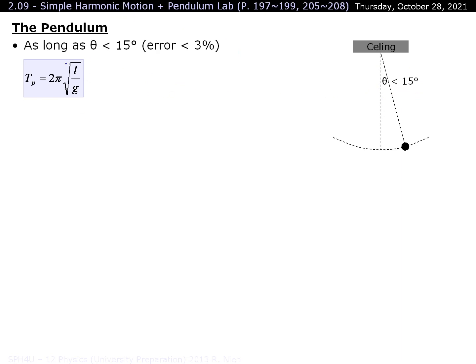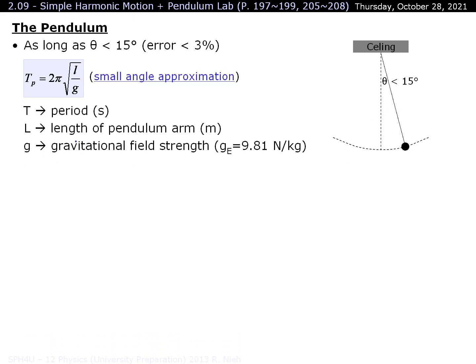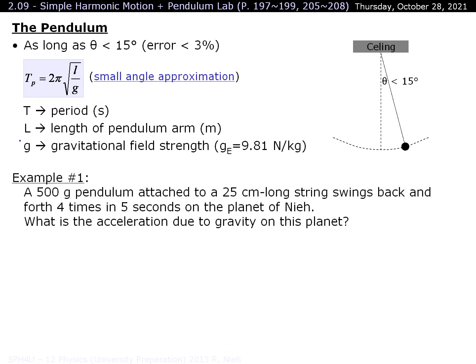Anyways, let's just describe what all these variables mean. L is for the length of the string. Sometimes it's lowercase l, sometimes it's capital L. G is for the planet that you're on, the gravitational field strength. And T, as before, is the period. Try out this problem.